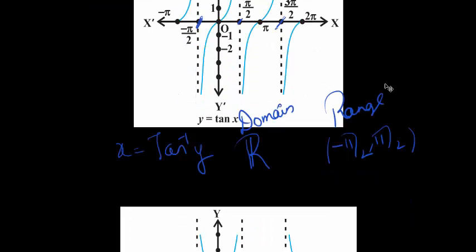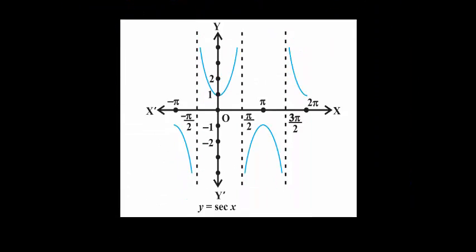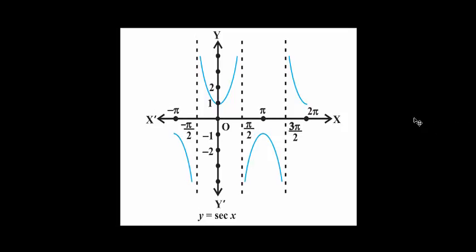Okay, so that's my tan inverse. Now the secant function. Here too the function is not invertible. You can see that already, isn't it? If I draw a straight line here, which is called the horizontal line test for checking if the function is invertible, I have multiple points of the curve being cut by the straight line, and this tells me that the function is not invertible.